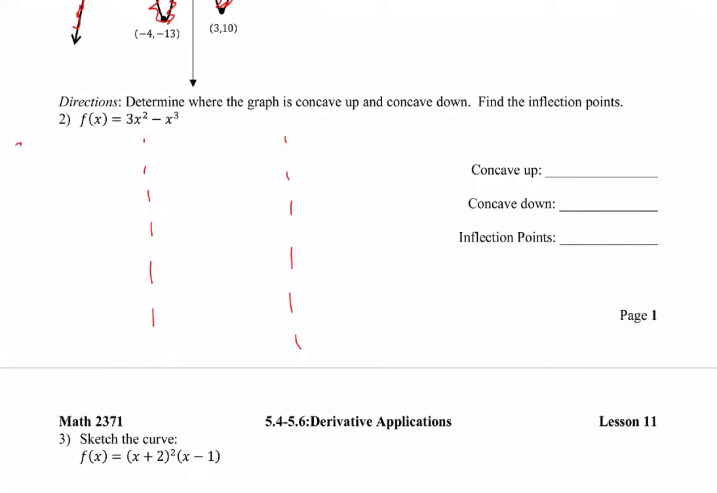So again, this first column is everything to do with your original function. So this is 3x squared minus x cubed. And the first thing we're going to do is find the y-intercept, which is 0, 0.